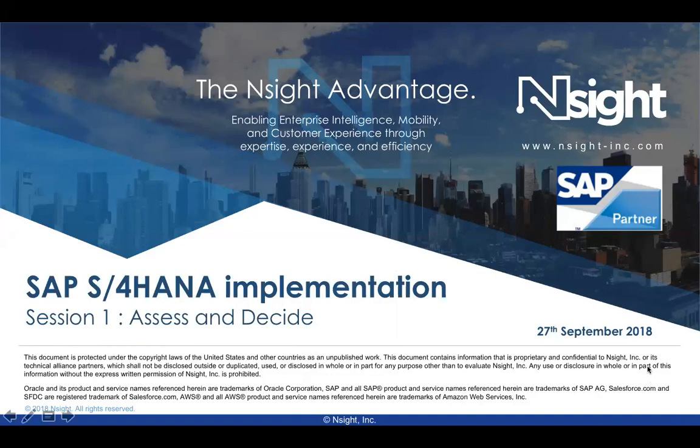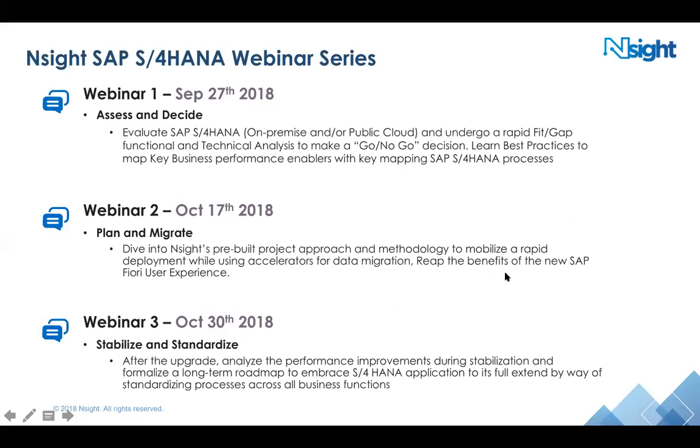This is a three-part web series, a webinar, which is based on the S/4HANA migration. The first part, which we're going to talk about today, is the evaluation of S/4HANA and how to undergo a rapid fit gap functional technical analysis and how to make a go or a no-go decision. We'll learn the best practices to map key business performance enablers with key mapping SAP S/4HANA processes.